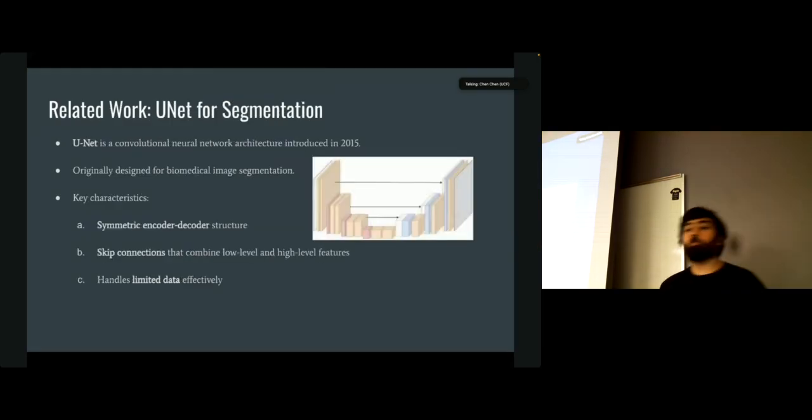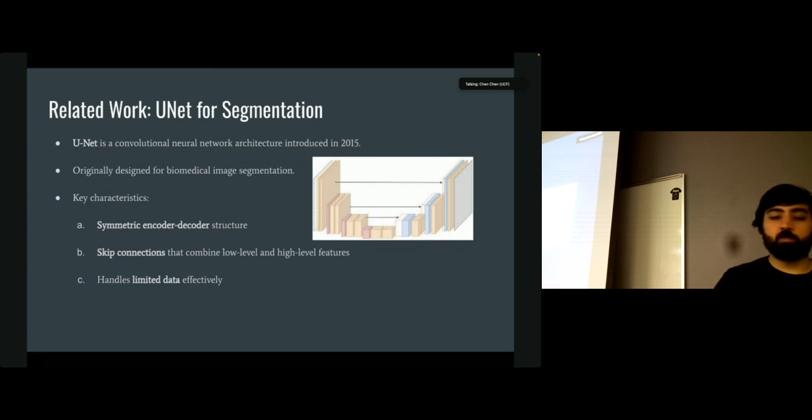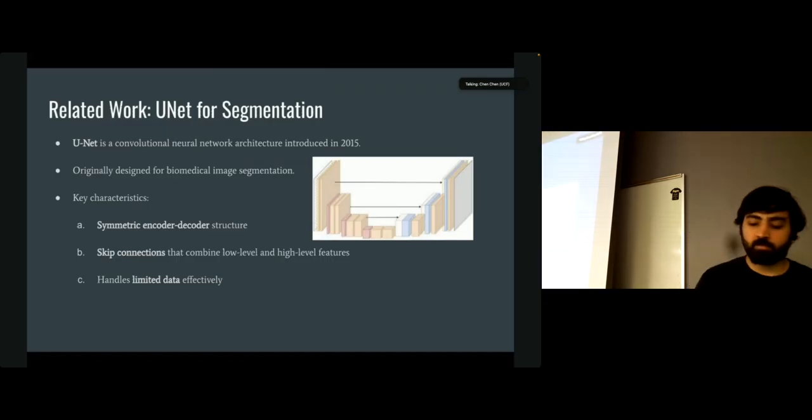Another related work is U-Net, which is what I'm using for my model architecture. For the first part, which is the segmentation part, I'm using U-Net. I'm using a 2D U-Net because of familiarity, because we have already used it in other classes as well. We are already familiar with the architecture, a symmetric encoder-decoder architecture.